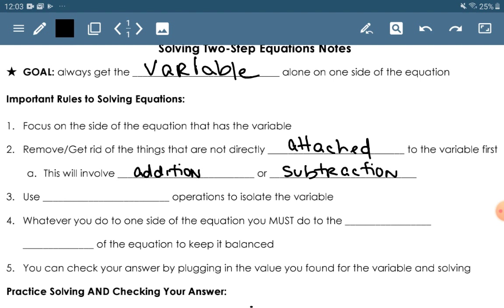We also have to make sure that we use inverse operations or opposite operations. You can write either inverse or opposite, whichever makes more sense to you. And then make sure that whatever you do to one side of the equation, you must do to the other side. We have to keep our equation balanced or we will get the wrong answer. And finally, make sure you always check your answer by plugging in the value you found for the variable and solving. Algebra, which is what solving equations is, is honestly really great because you should be able to know as soon as you finish that problem whether you got it right or wrong based on plugging it back in. It's one of the few subjects in math where you can actually check your answer.